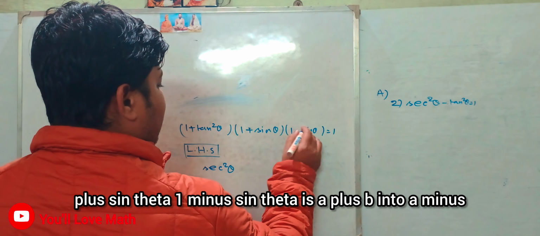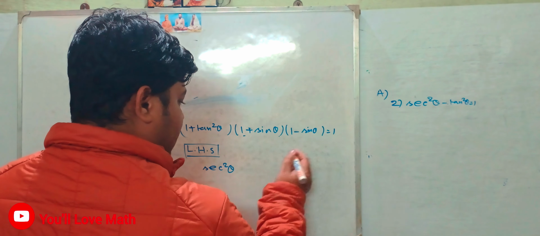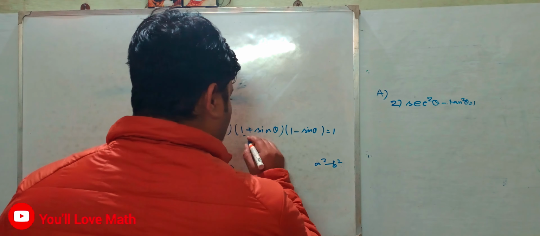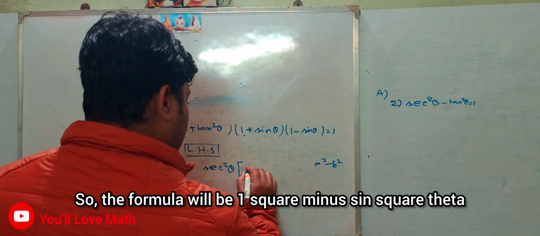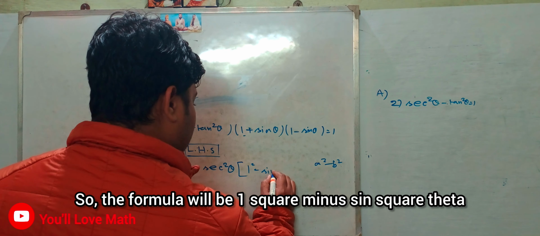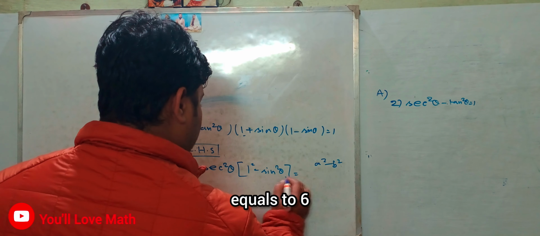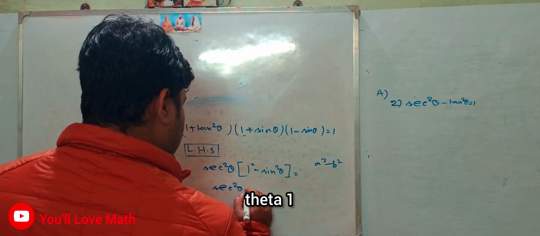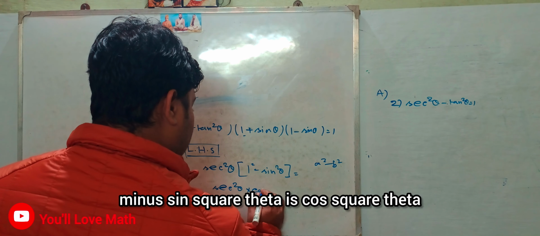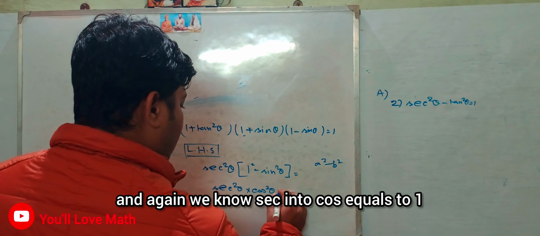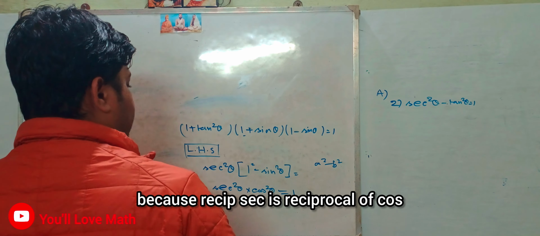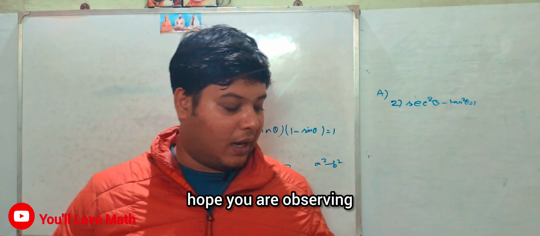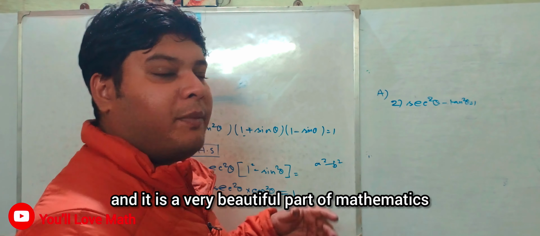Again 1 plus sin theta into 1 minus sin theta is a plus b into a minus b, what is the formula? a square minus b square. You know the a square minus b square formula. So it will be 1 square minus sin square theta, into sec square theta. 1 minus sin square theta is cos square theta, and again we know sec into cos equals 1, because sec is the reciprocal of cos. So hope you are observing how the magic of trigonometry is, and it's a very beautiful part of mathematics.